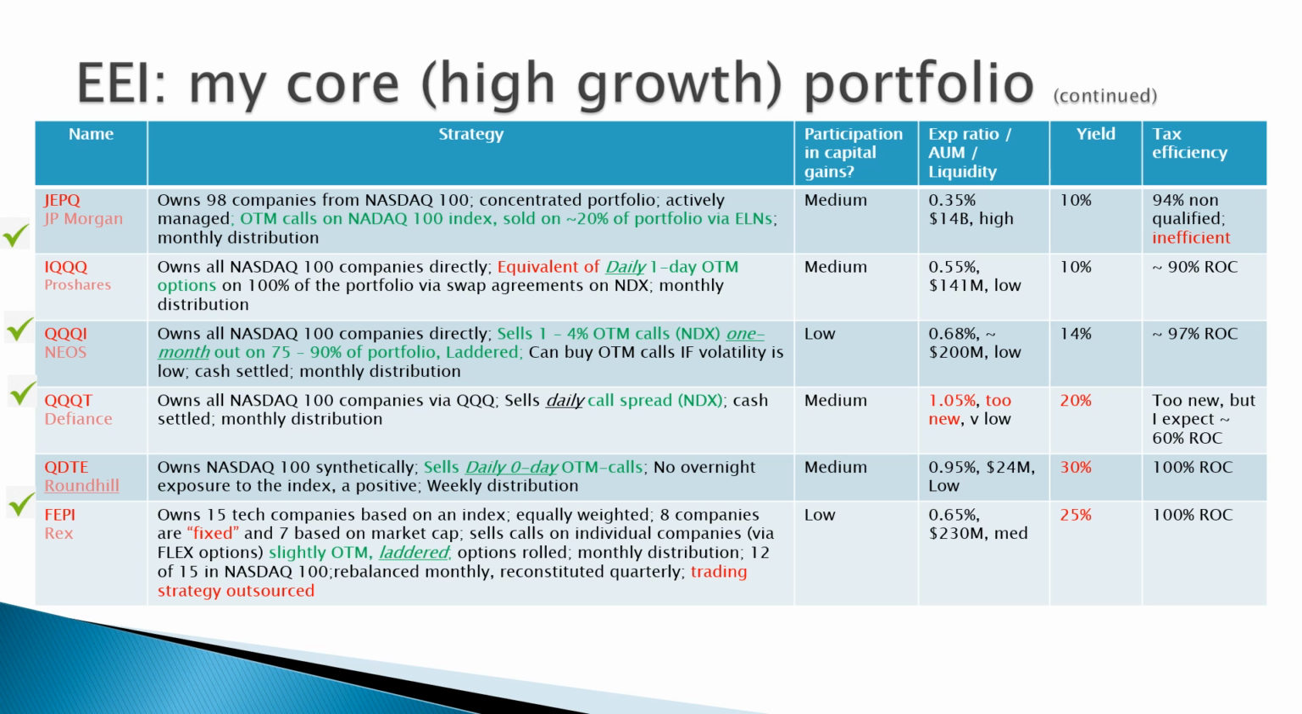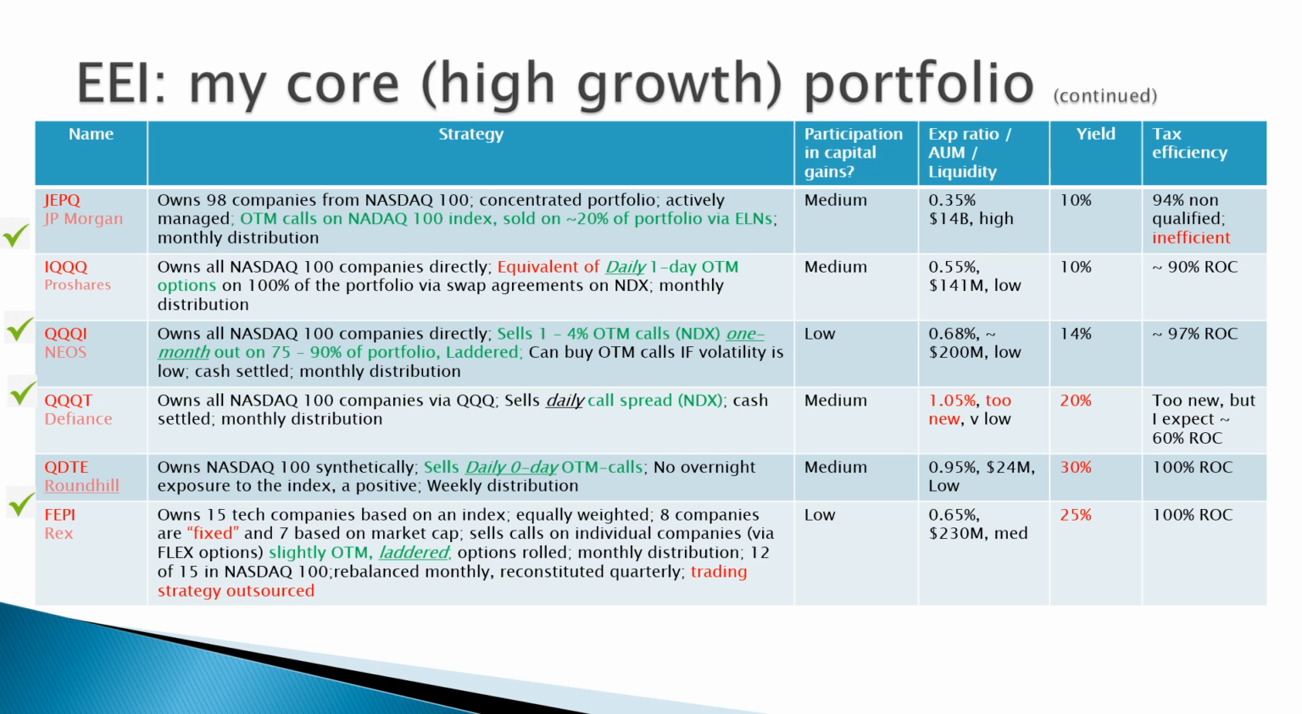And I probably was one of the first 100 investors on it, primarily because of SPYT, aiming for a yield of 20%. If their tax efficiency is like SPYT, it'll be around 60%. And their participation in capital gains is medium because of the call spread.